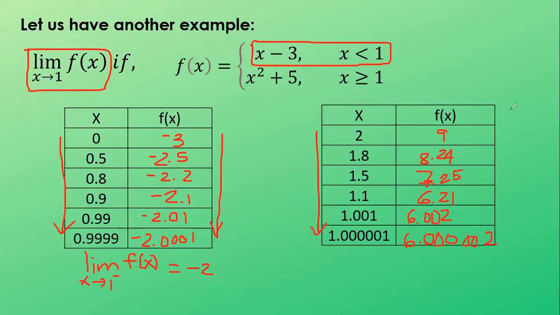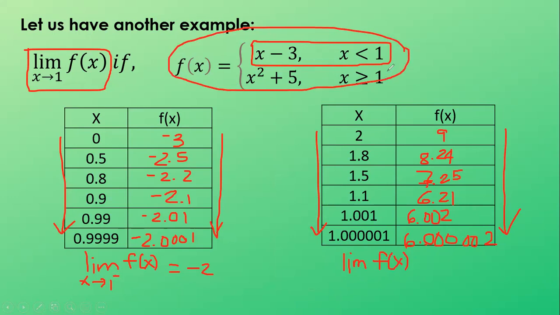Now, as we observe, our f of x also approaches a certain value, which is 6. So it gets closer and closer to 6 as x approaches 1 from the right. So ito po yon, yung buong piecewise function, yung ating f of x. As x approaches 1 from the right naman, that is equal to 6.